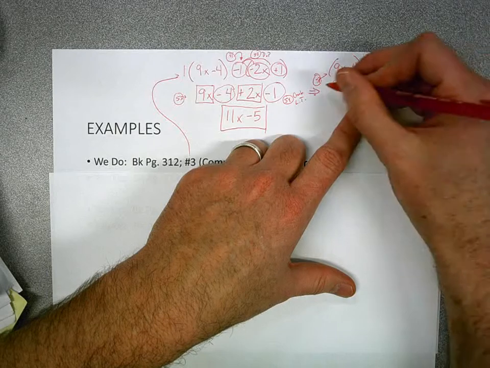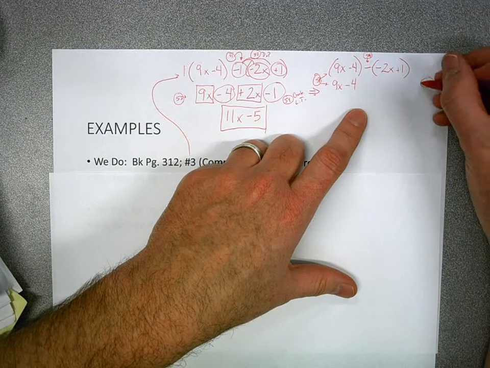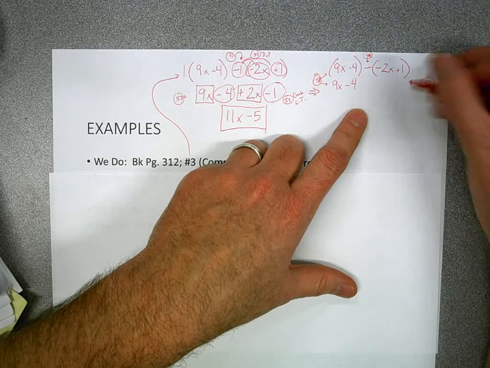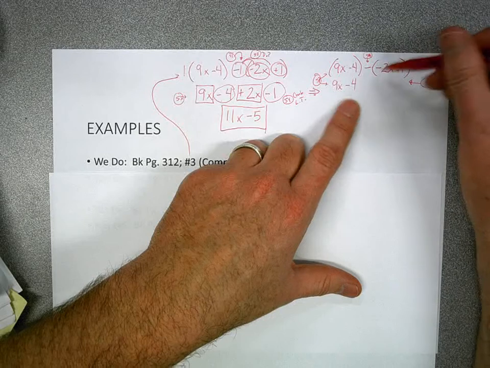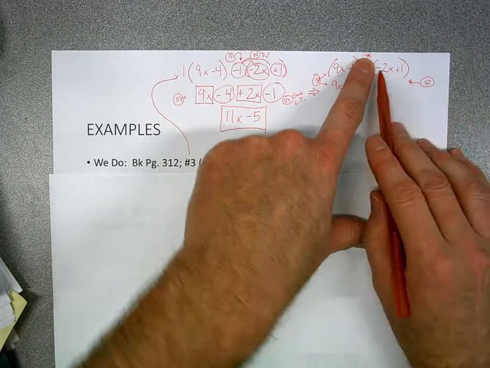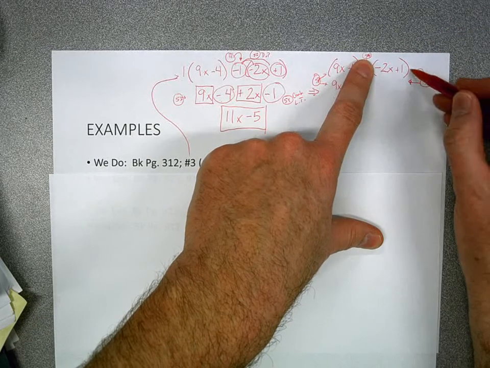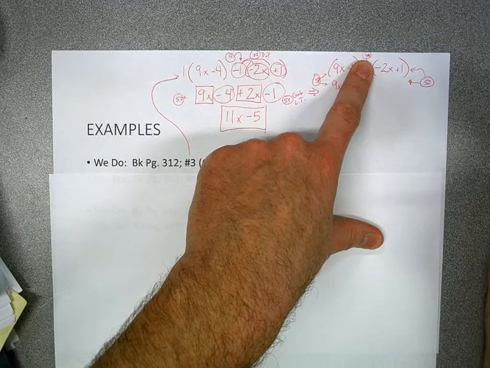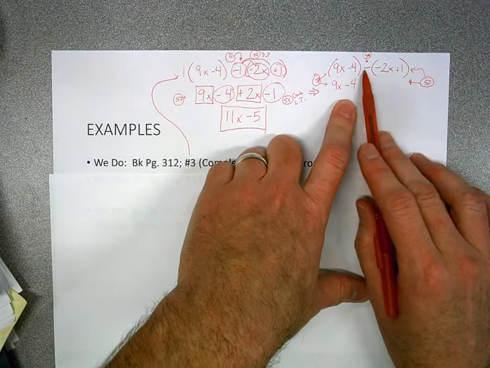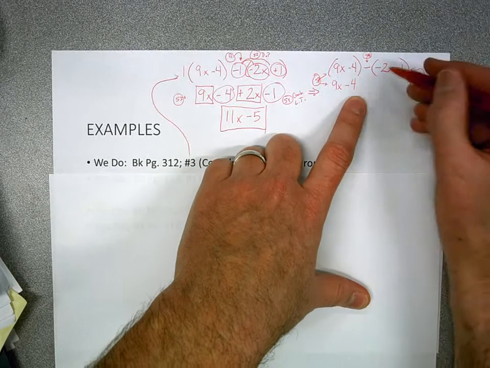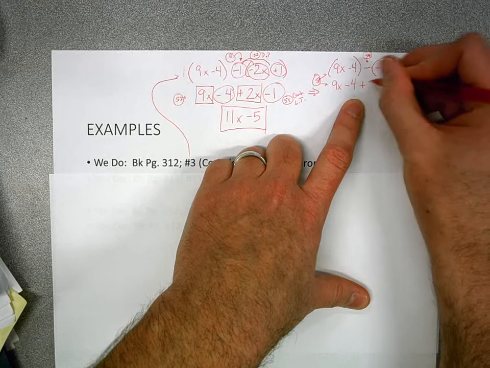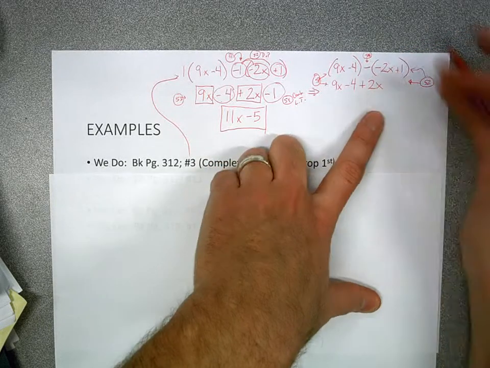Step 2, because of the subtraction sign, all you need to do is rewrite the second term by changing all negative terms to positive and all positive terms to negative. So this subtraction sign here would change the negative 2x to a positive 2x and the positive 1 to a negative 1.